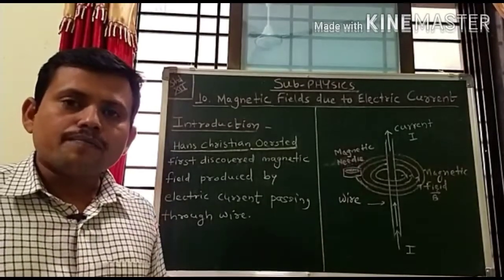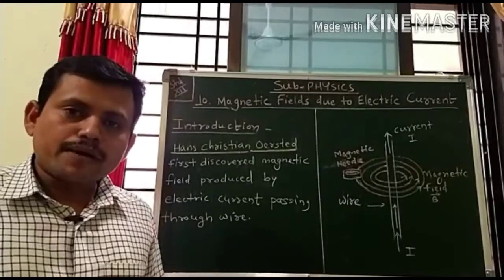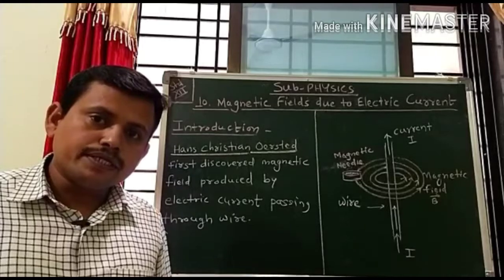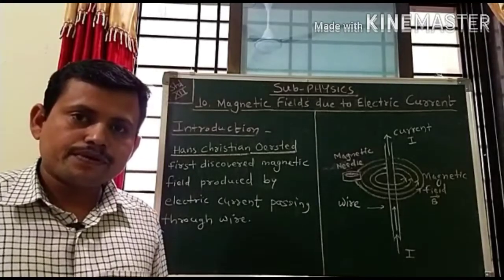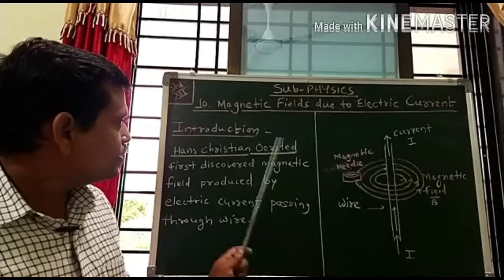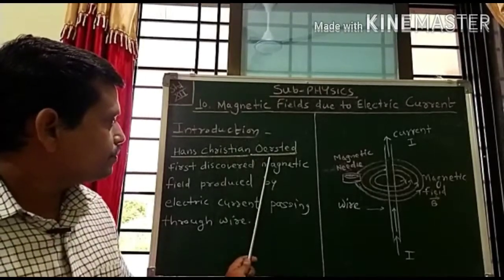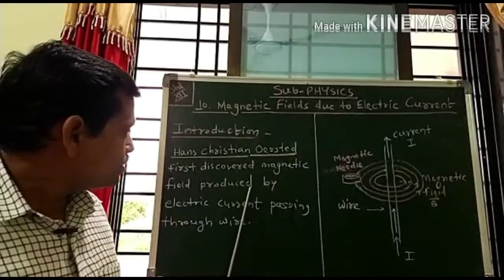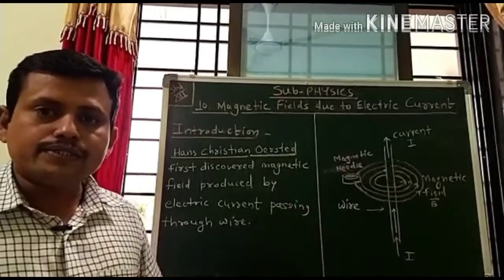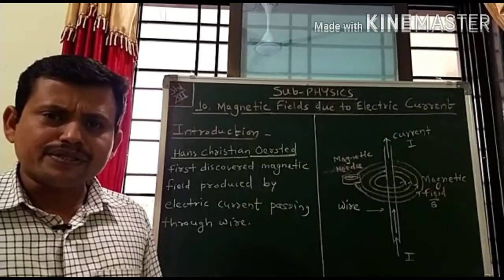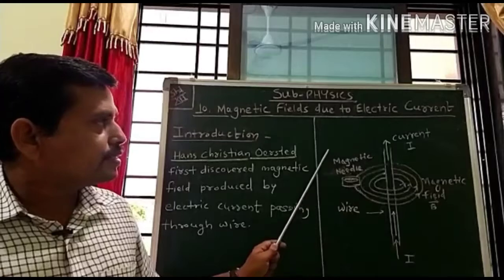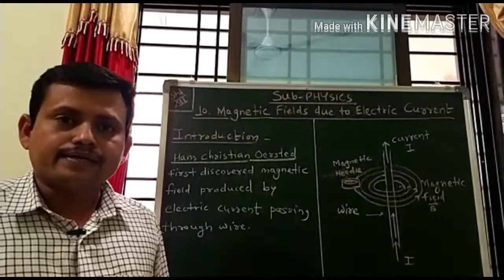You know about the strong magnetic fields produced by the high tension power lines on the big steel towers. Now this phenomenon was first discovered by the scientist Hans Christian Ørsted. He discovered that magnetic fields are produced by electric current passing through a conducting wire, as shown in the diagram. Therefore this phenomenon is also known as the magnetic effects of electric current.